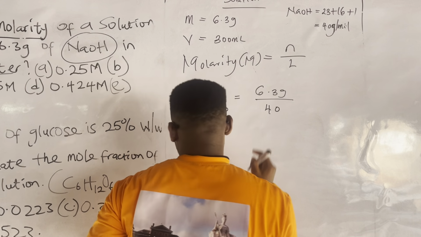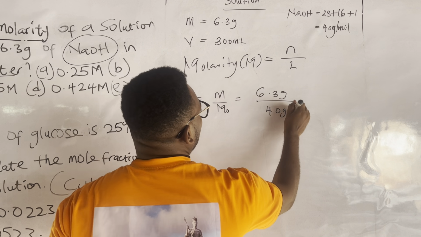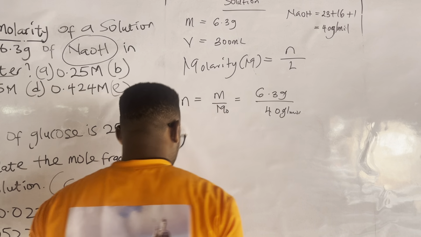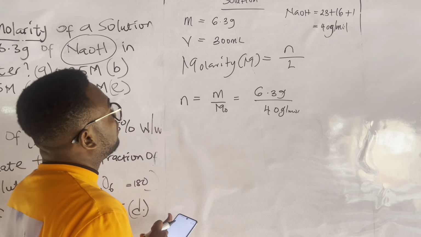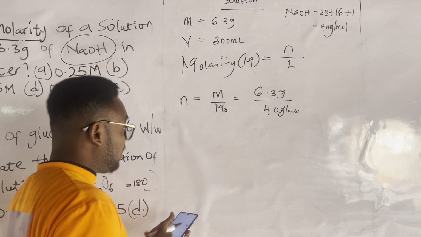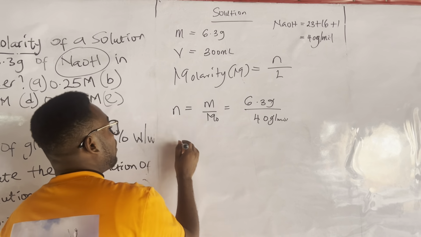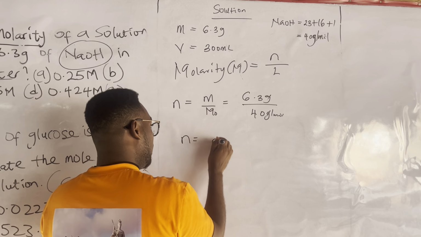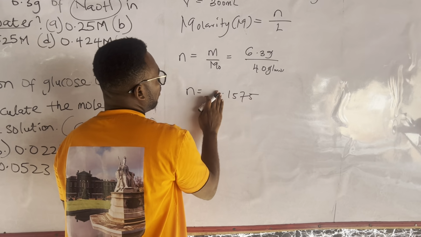So I'm going to put 40 there now. So if I divide this now, 40 grams per mole, I grab my calculator, so you grab yours, 6.3 divided by 40. We'll have number of mole equals 0.1575. So this is number of mole.